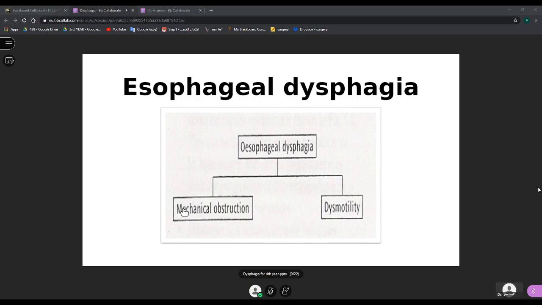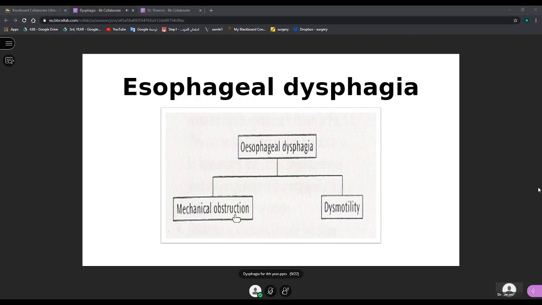Some conditions can be treated surgically, some can be treated conservatively, and in some cases you can do only palliation. As I have mentioned, your course at this level mainly focuses on the clinical features. I'm not going to go into details of investigations and management. What I need you to know at this level is the clinical presentation of esophageal dysphagia and pharyngeal dysphagia. Later in the 6th year, we'll talk about the details of the investigations and the management.